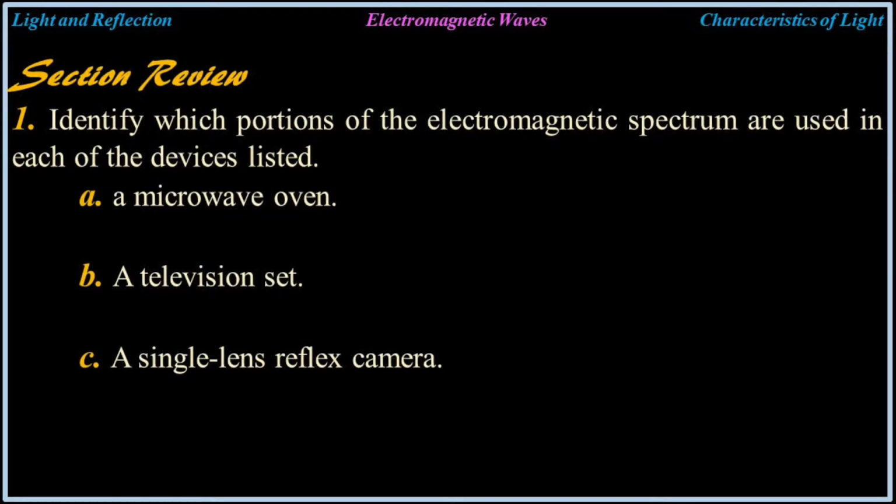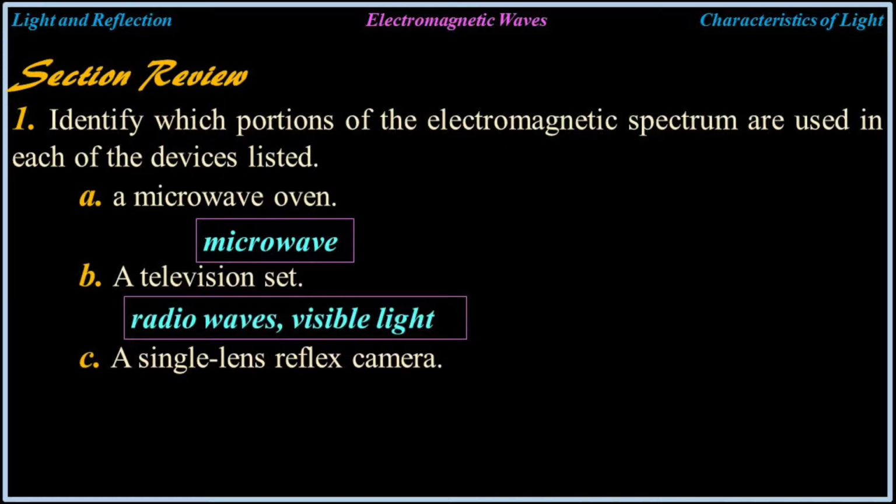Identify which portions of the electromagnetic spectrum are used in each of the devices listed. A microwave oven, microwaves of course, a television set, a single lens reflex camera, and let's see. So you want to identify the portion of the electromagnetic radiation spectrum. So obviously A is going to be microwave. What's television going to be? Radio waves and visible light, pretty good, and then visible light for the camera.